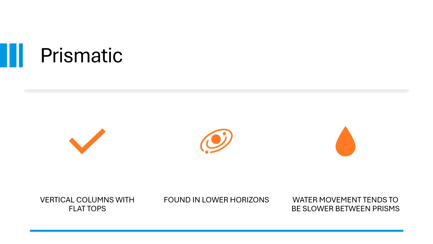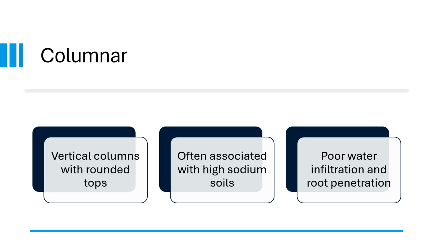Prismatic structures have vertical columns with flat tops, often in subsoils with shrink-swell clays. Columnar structures have rounded tops and are commonly associated with a sodium-affected condition. Both can impede lateral root growth and will slow infiltration unless fractures are present. Sodic soils often require chemical amendments and improved drainage to restructure. Columnar structures are often associated with higher sodium soil, and there is poor water infiltration and root penetration.